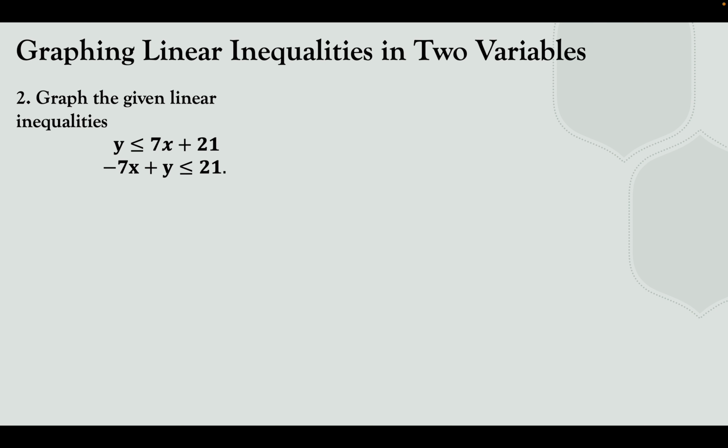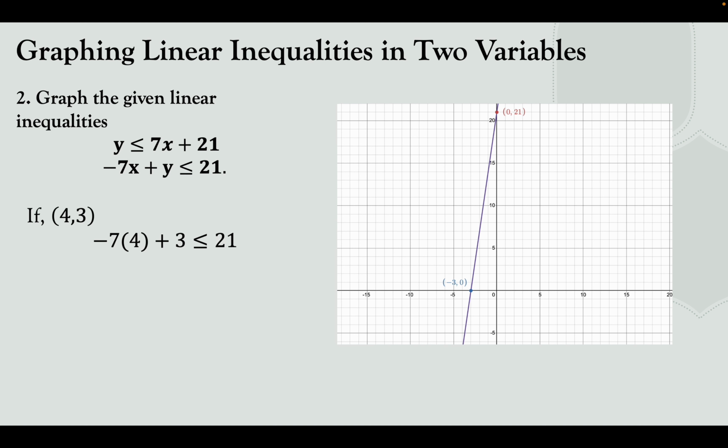Next, we need to pick another point from this side. So we will use 4 and 3. So we have 4 and 3 here. This is the point here, on this side. So substitute to our given linear inequality.